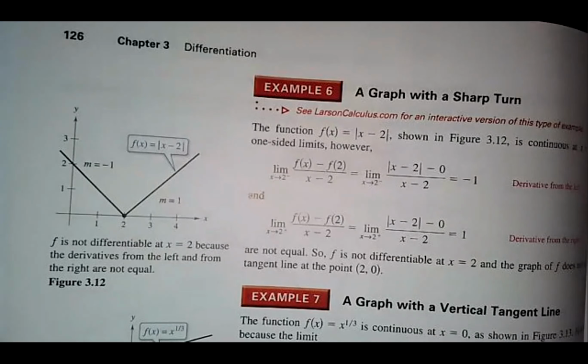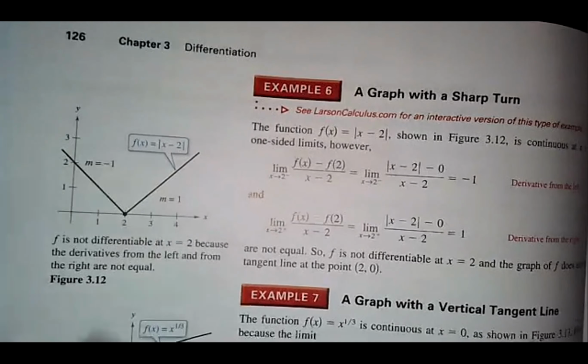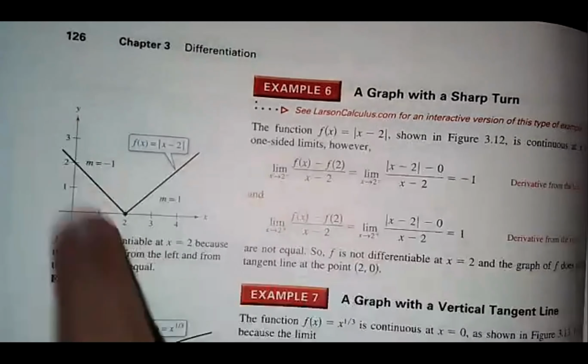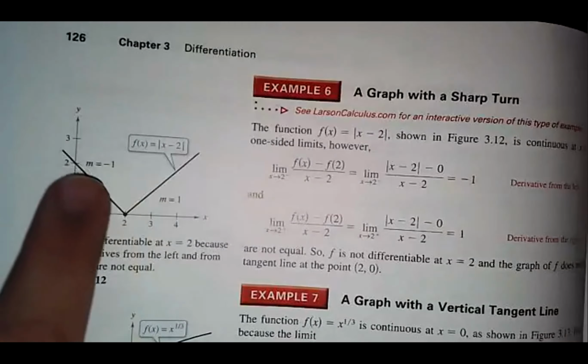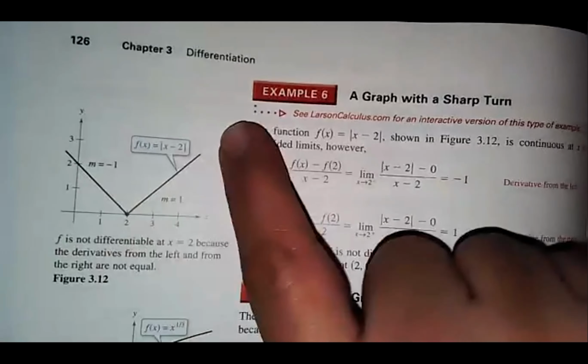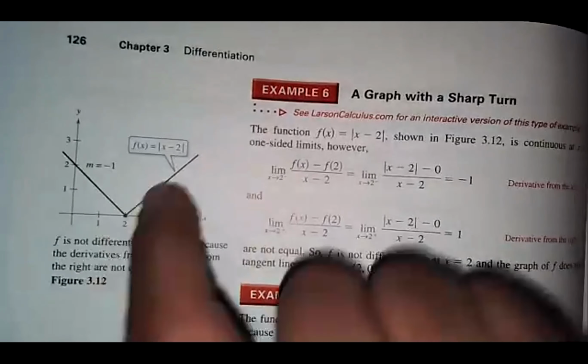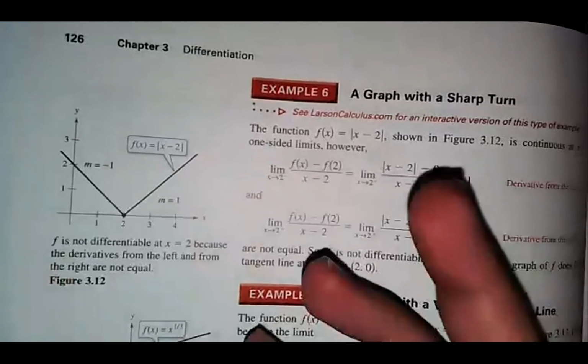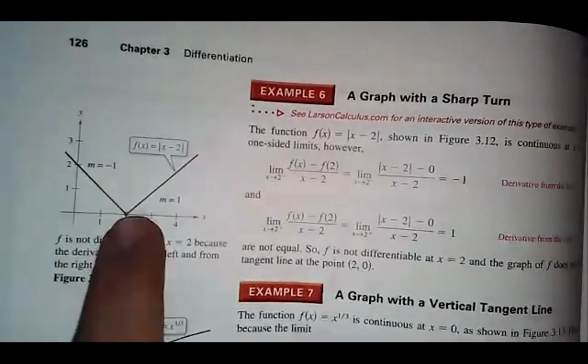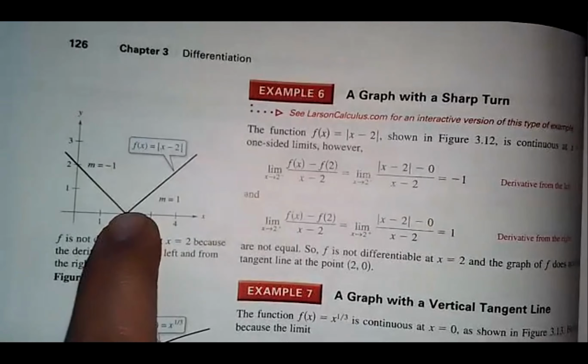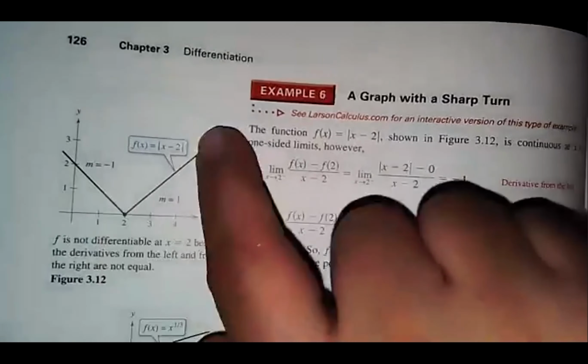Okay. And if you notice, the derivatives from left and right will be different, right? Because here we have a negative slope. Here we have a positive slope. So there's a change here. So what derivative would you have, right? If there's a sudden change, a sharp change or turn.